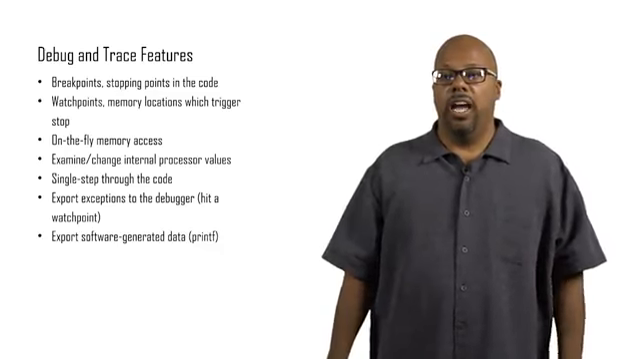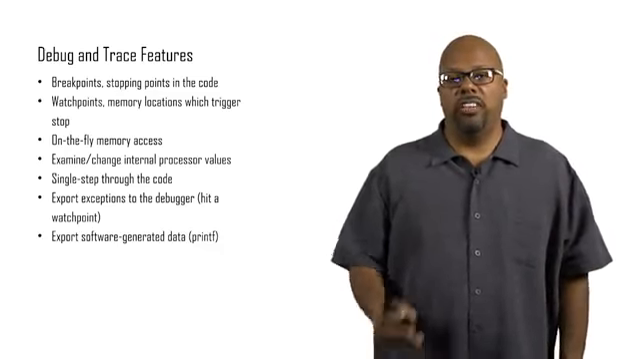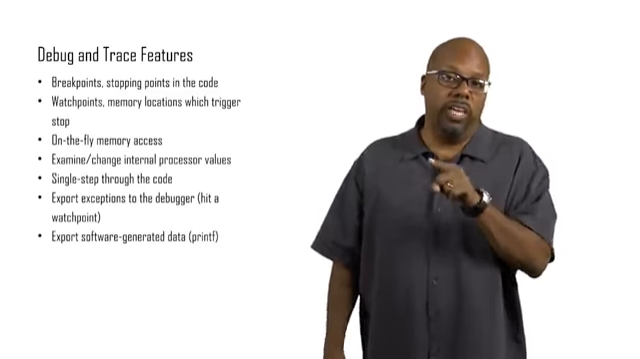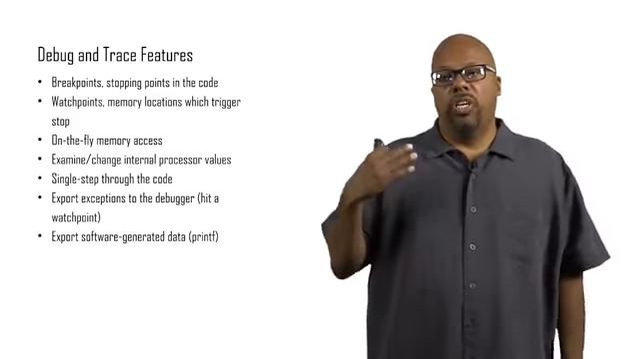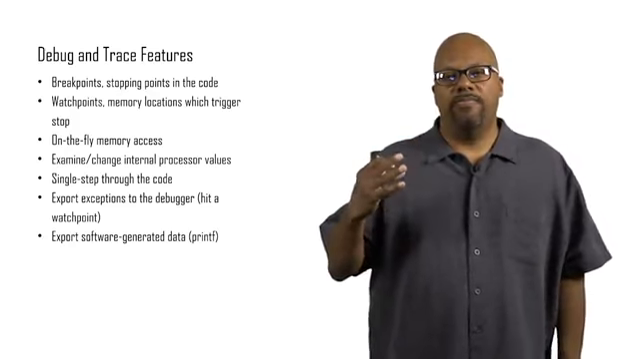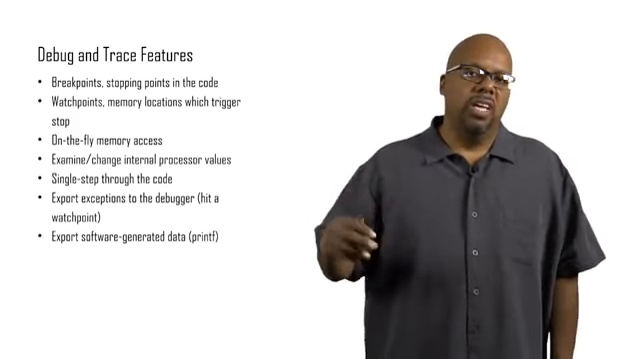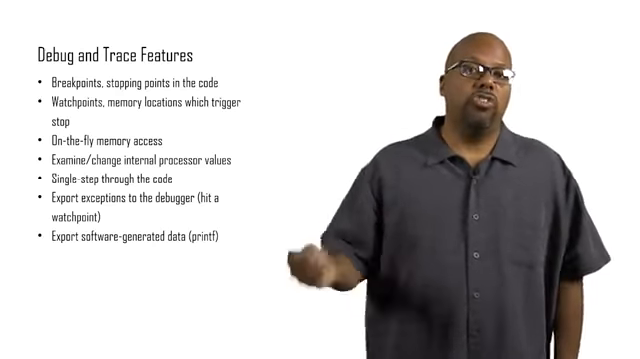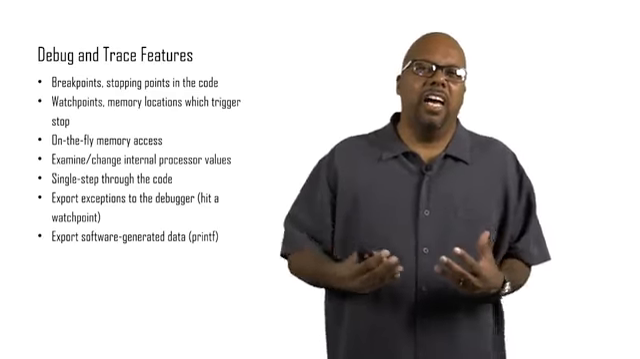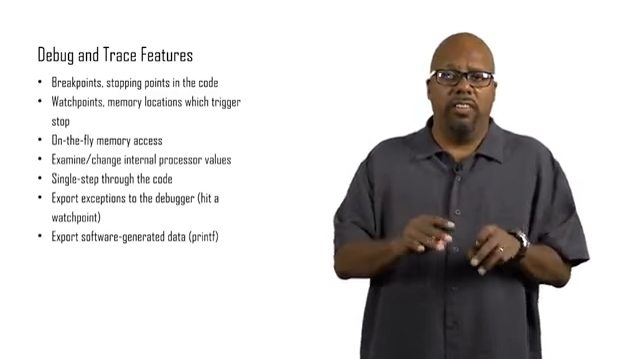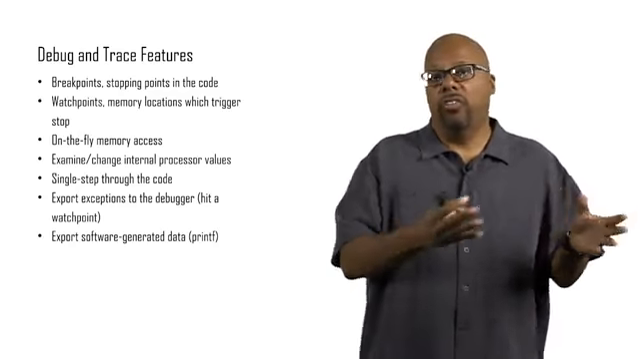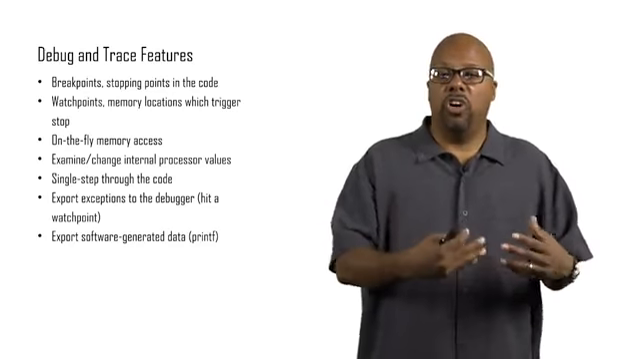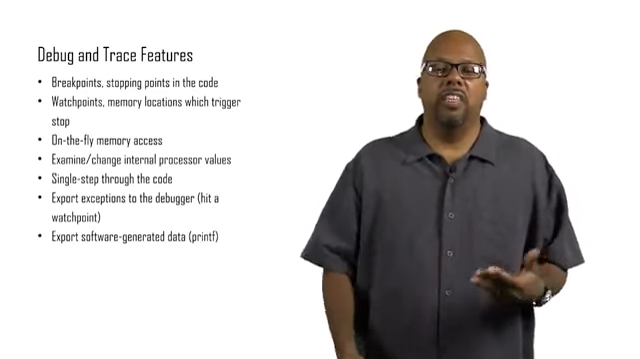You can export exceptions to the debugger. So when you hit a watch point, it can go to debugger logic and start running debug logic if you want it to. You can export software-generated data. What that means is, and we will actually be doing something just like this, the person who writes the code running on your target can put in effectively print statements, which send data from the processor to the host. So you can add error messages manually. You can say, oh, this error has happened now, and it'll be sent on the wires, whatever the communication interface is, to the host, and the person debugging can see the messages, and that can be helpful.